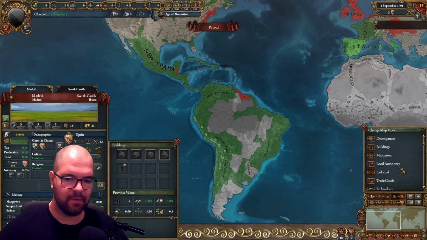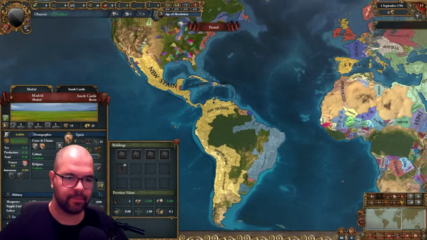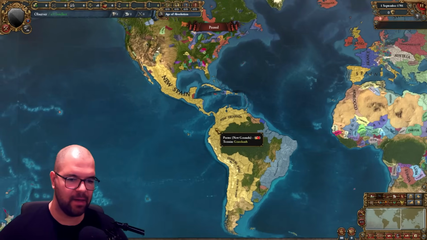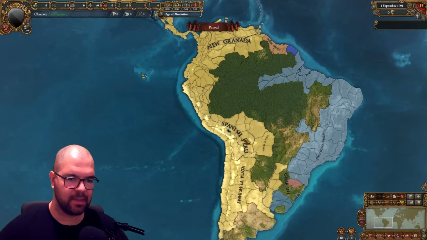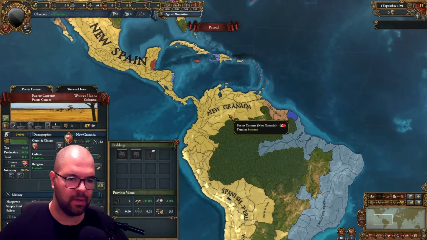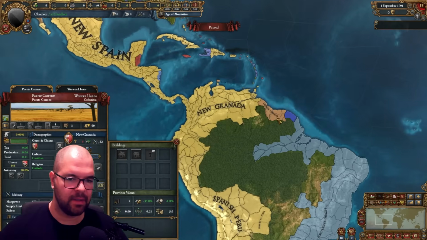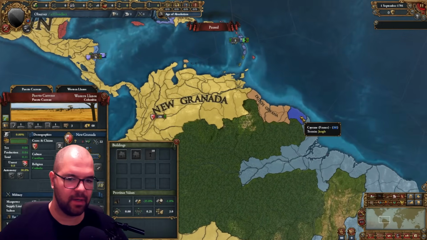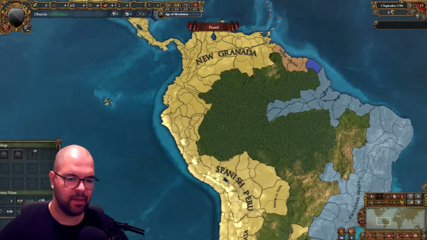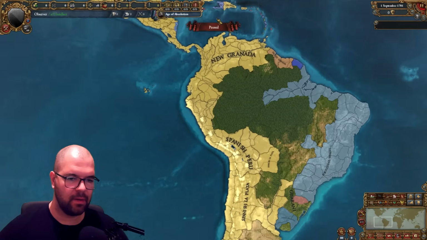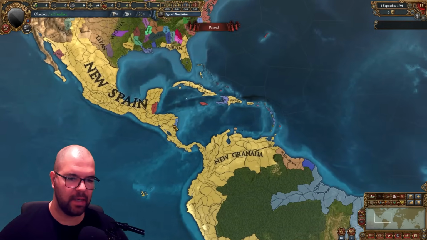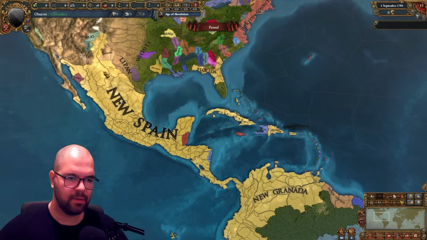I cannot find it, 1, 2, 3 to see, but basically everything in yellow over here falls under Spain. Spanish La Plata, Spanish Peru, New Granada. The Dutch have a colony here and the French a little bit. But this all was conquered and colonized by Spain all the way to New Spain.